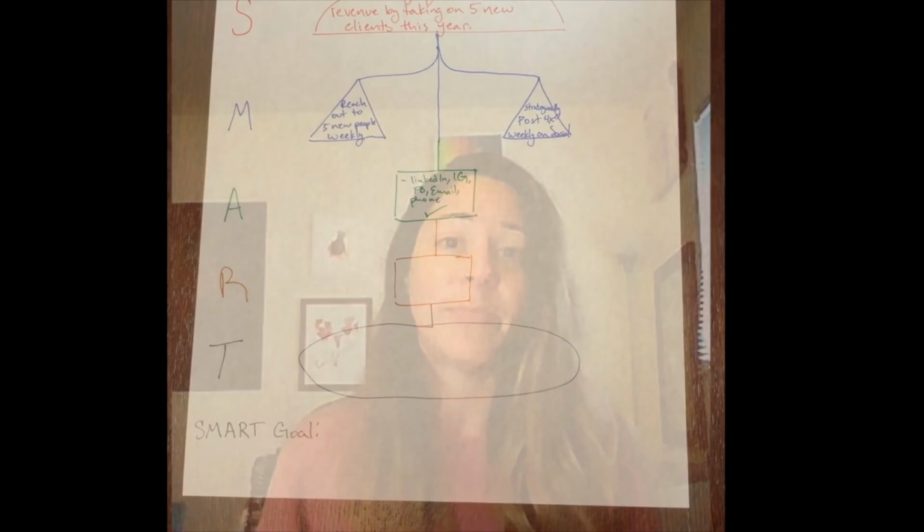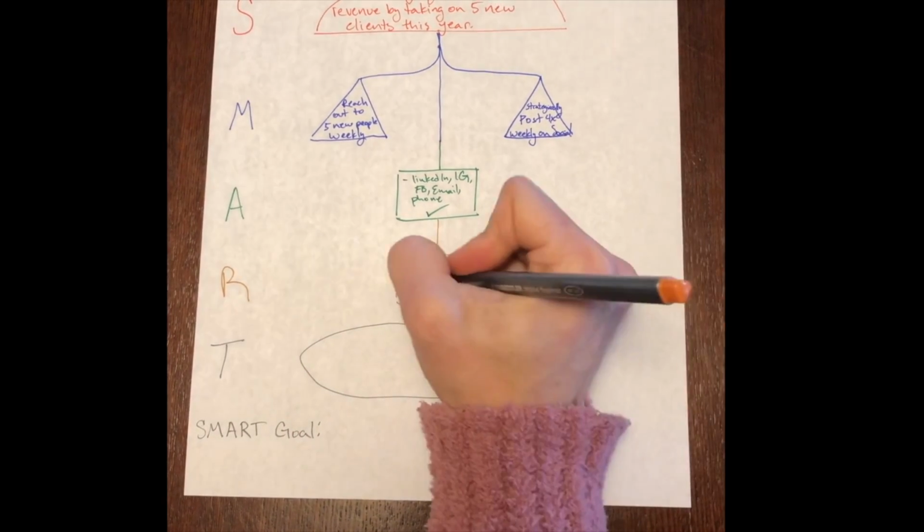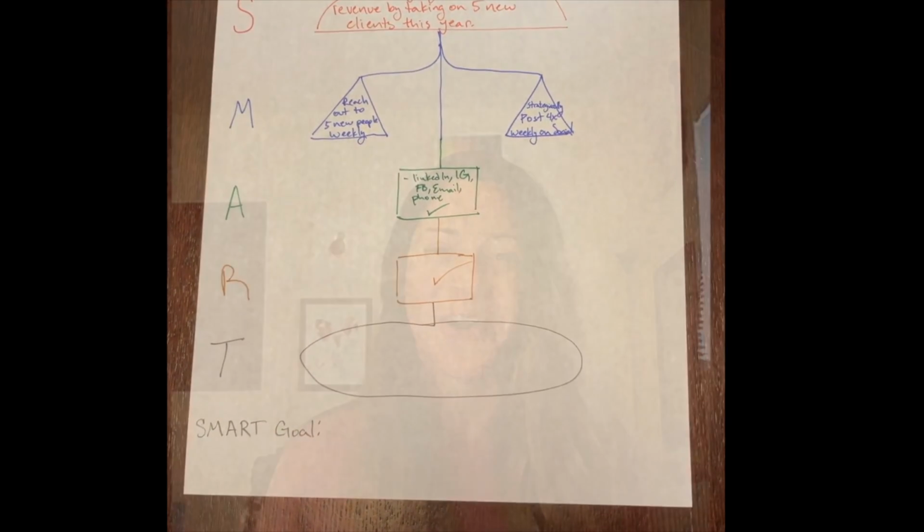So from there, we have R for relevant. Is this relevant? Is this relevant to you? Is this relevant to your happiness? Is this relevant to living a more meaningful life for you? Increasing revenue isn't going to be everyone's prime goal. For me, increasing revenue is definitely relevant for my overall success, especially after 2020. And especially with things starting to open up again.